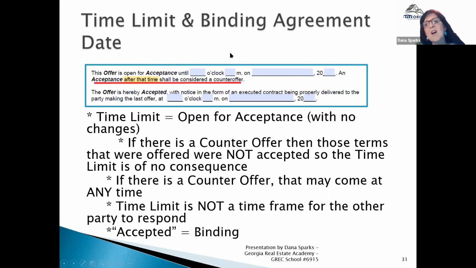So if a buyer writes an offer to a seller and they have a time limit today of 6 o'clock, and let's say the seller makes a counter offer, then it doesn't matter. The time limit is of no consequence. The time limit is only for no changes. For example, let's say Macy's has a sale on purses, and let's say they advertise this sale on some designer purse that's normally $600, and Macy's advertises this purse is on sale for $200 till 6 p.m.